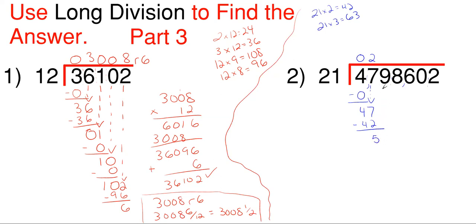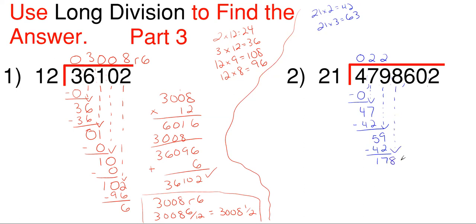So just repeat the process, drop the next number, which happens to be a 9. So now 5 becomes 59. How many times does 21 go into 59 without going over? Well, 3 is 63, that's over, so we have to go to the lower one, which is 2 again. So put the 2 right above the number I just dropped. 2 times 21 gives me 42. Subtract that from 59, and what do I get? I get 17. Ready for the next number, 8, drop it down.